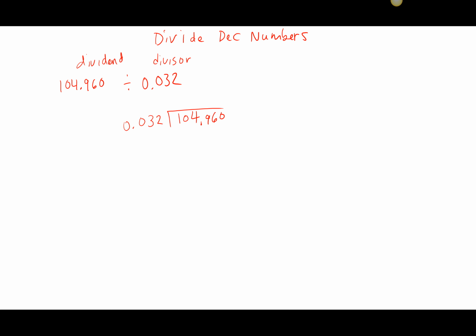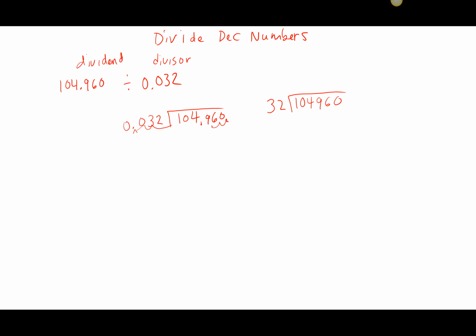104.960. All right. So now the first thing you got to do, however many decimal places are here on this side, 1, 2, 3, that's how many places you got to move it here. 1, 2, 3. So let's rewrite it. So there won't be a decimal actually. So that's going to be 32 divided by, now the decimal's all the way over here, so it's imaginary, 960. Okay? So that's how you do it.